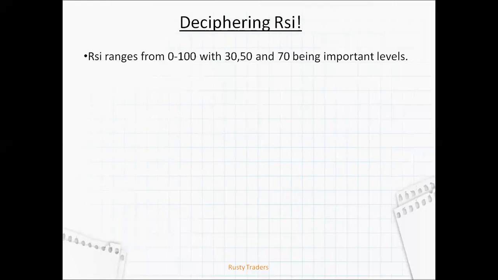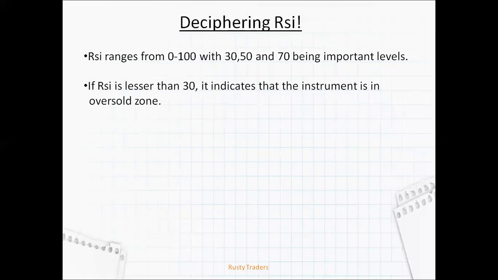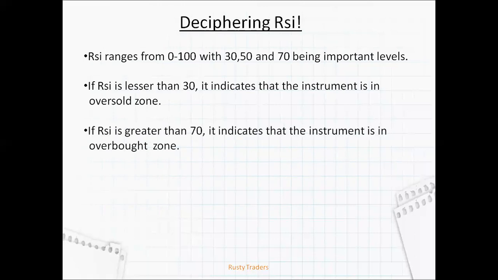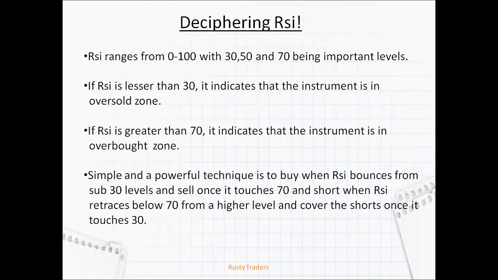RSI basically ranges from 0 to 100, with 30, 50, and 70 being very important levels. If RSI is less than 30, it indicates that the particular instrument is in an oversold zone. If the RSI is greater than 70, it indicates that the instrument is in an overbought zone. A simple and very powerful technique that I also use is to buy when RSI bounces from sub 30 levels and sell, which is to close the position that you have entered, once it touches 70.